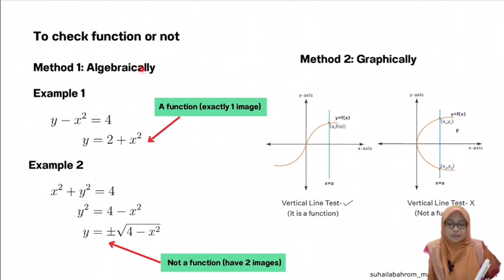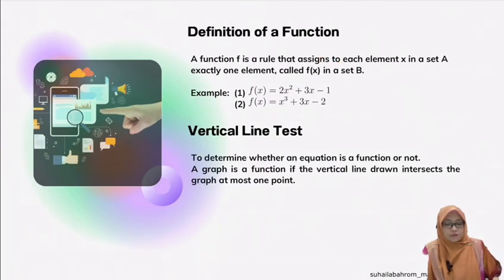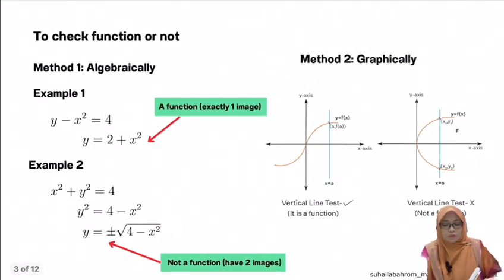And then by using the algebraic method, from the equation, let's say we have y - x² = 4. As we see from the definition, a function assigns to each element x in a set A exactly one element. So if you make y the subject, you want to know whether each value of x, when substituted into the equation, gives only one value of y. So we put y as the subject and you will get y = 4 + x², meaning that you have only one value of y.